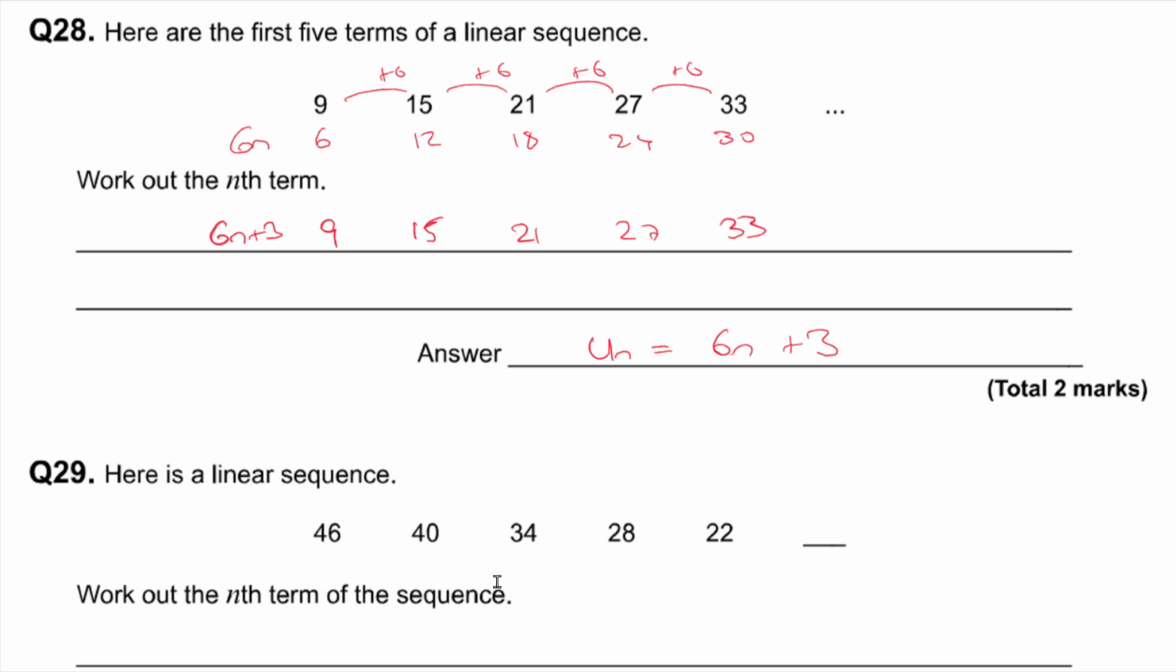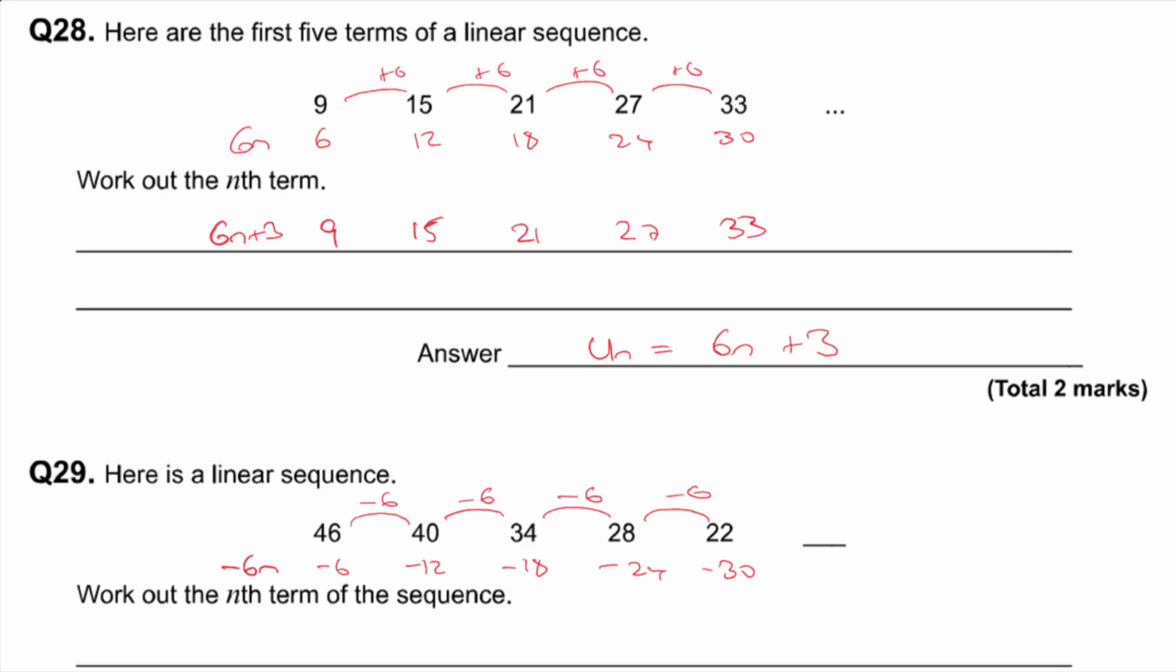The next one, this linear sequence, is actually going down, isn't it? Minus 6, minus 6, minus 6, minus 6. Now I know a sequence that goes down in sixes. It's minus 6n. Minus 6n goes minus 6, minus 12, minus 18, minus 24, minus 30.